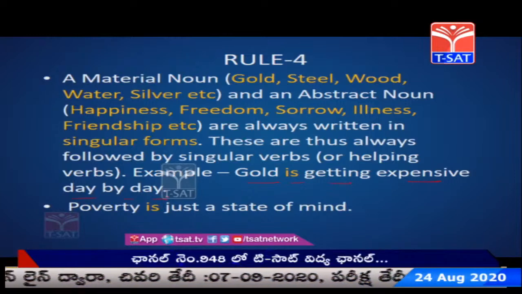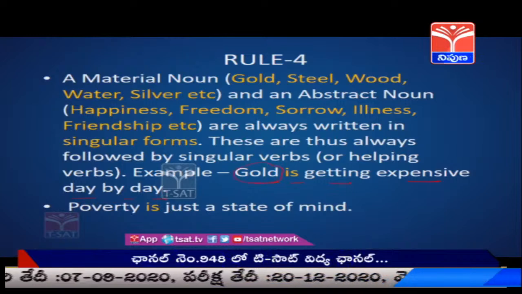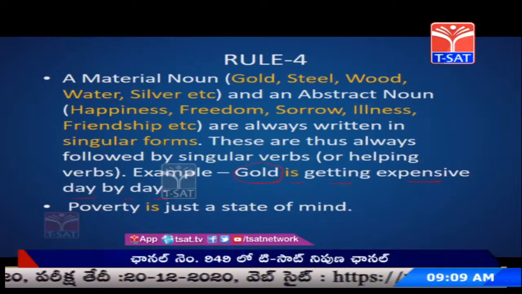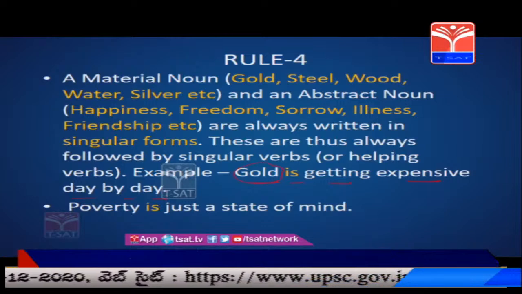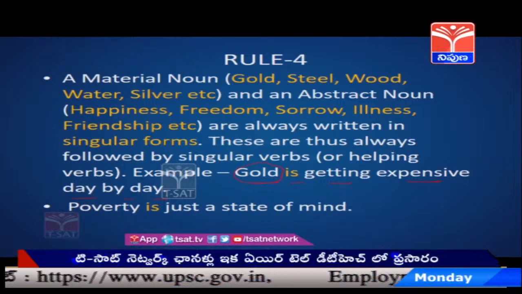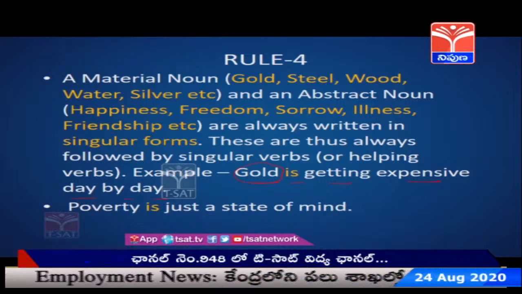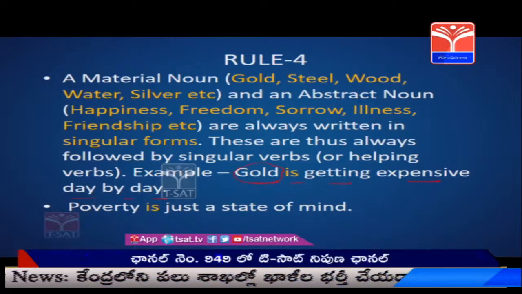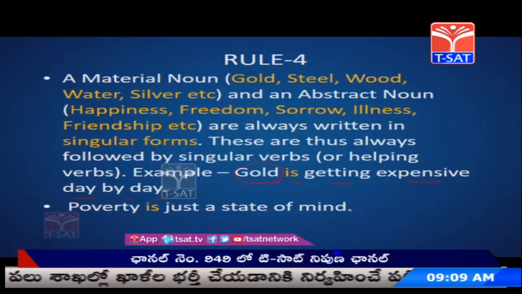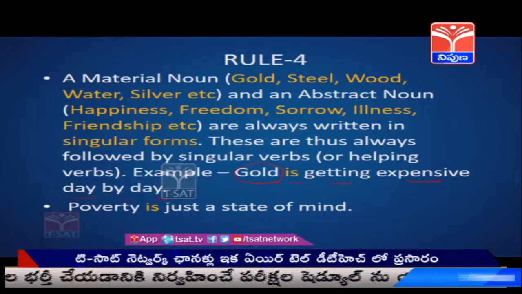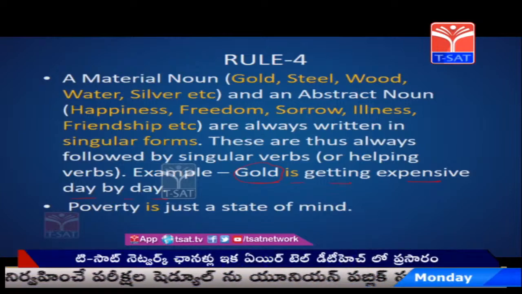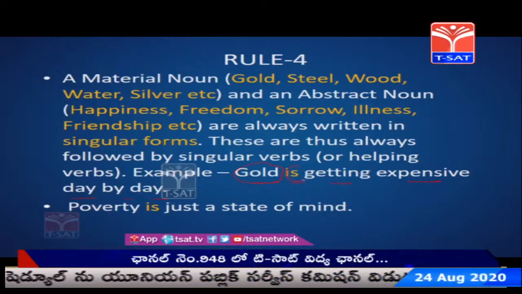In this sentence, gold is the material noun. Now, we cannot count gold, but we can measure its quantity. So here, this is an uncountable noun. That's why along with material nouns like gold, steel, wood, water, silver, etc., we use a singular helping verb, that is.